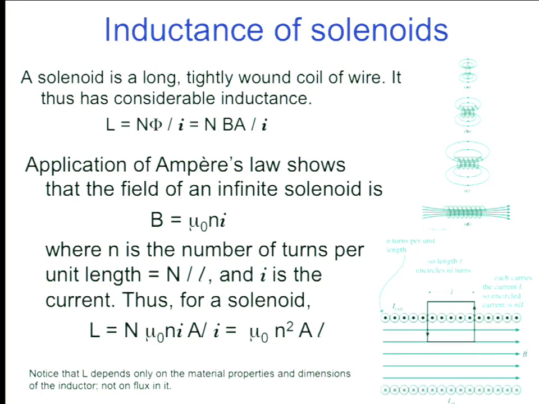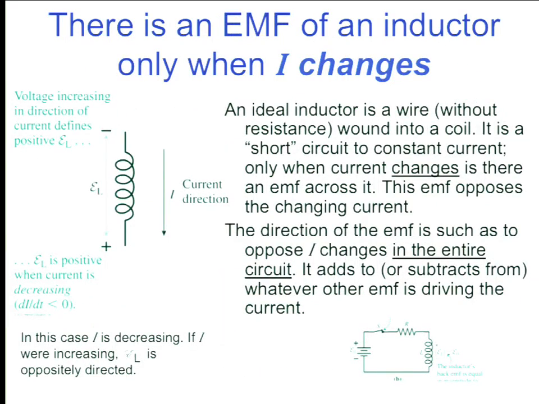Now, one of the tricky things is to figure out what sense this generated EMF is. See, as I said before, the inductance is just a wire. If the current is not changing, it won't have any voltage drop across it. It's just a resistanceless wire, ideally. But when the current is changing, there's a flux change, and it becomes a battery. That's a very important idea.